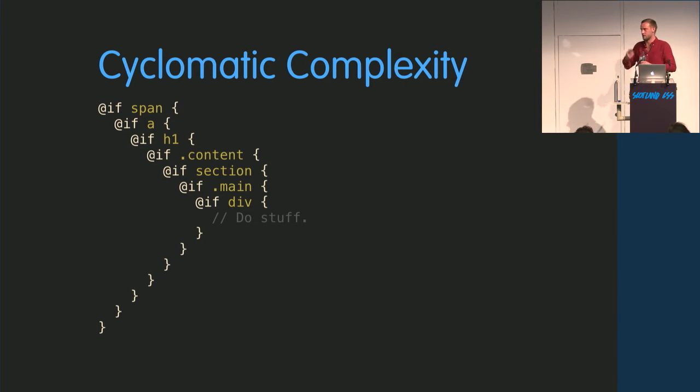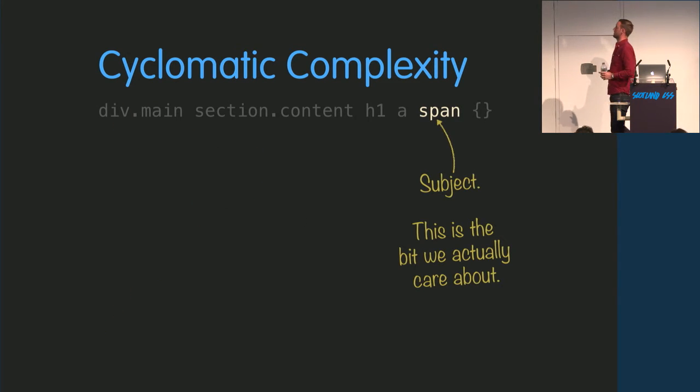When I deal with clients and workshop attendees, I train people to look at selectors in 2 distinct parts. The first part is the subject. That's the only bit we actually care about. That's the bit we want to style. The span there is the only bit of this selector that we care about.